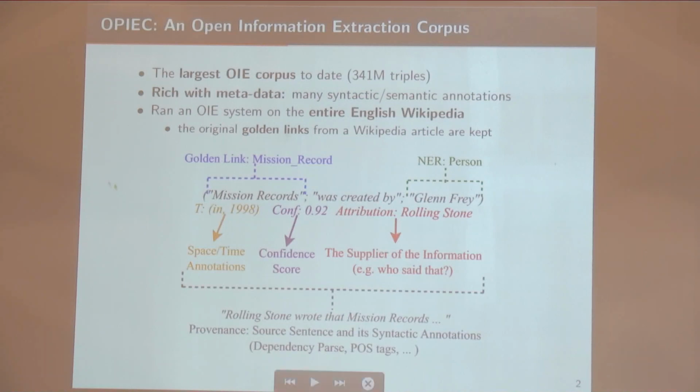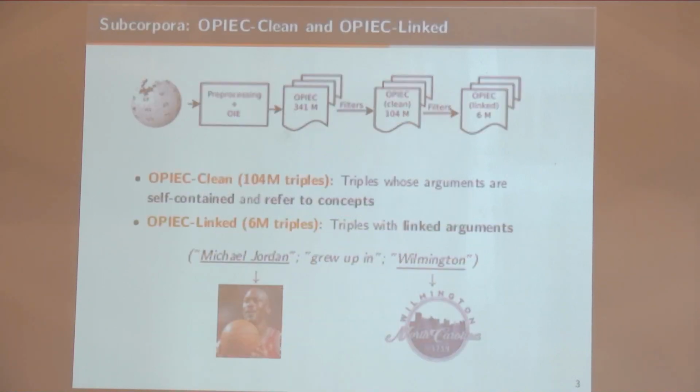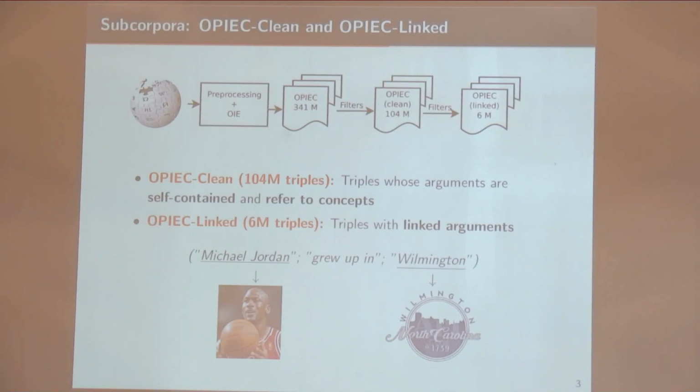So if you look at this triple over here, you can see that it has many other contextual information. So Mission Record was created by Glenn Frey. You can see there's an n-ary type, there's a golden link, there's even space for time annotation, a confidence score, and so on. We also provided a lot of provenance information, including the original sentence and its syntactic annotations as well. So we also created subcorpora, both OPIEC-Clean and OPIEC-Linked.